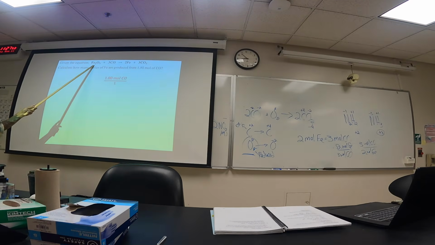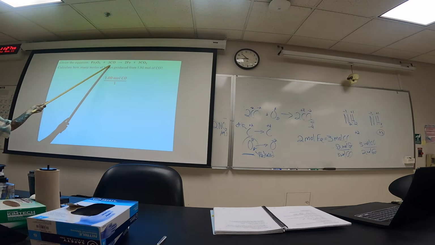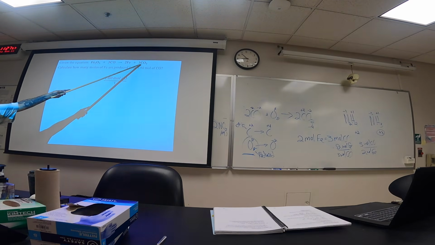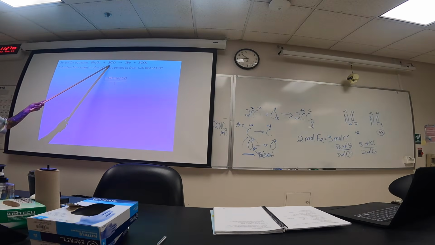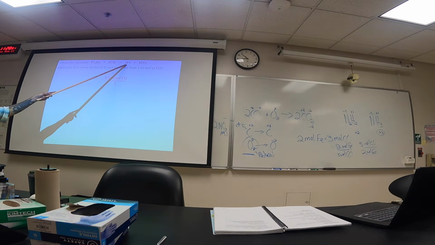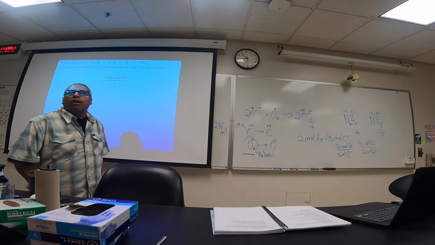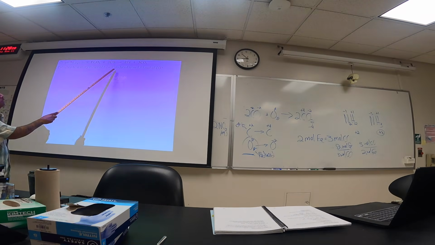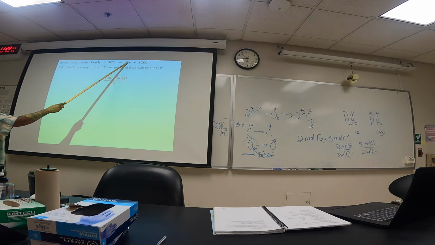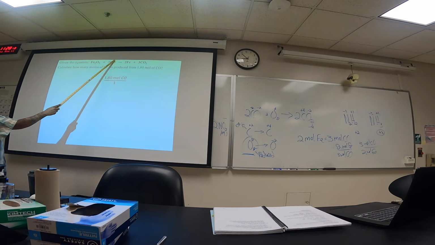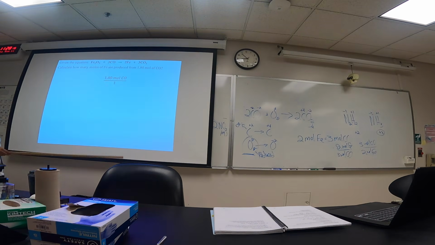For every 1 mole of iron 3 oxide, there's 3 moles of carbon monoxide. For every 3 moles of carbon dioxide, there's 3 moles of carbon monoxide. For every 2 moles of iron, there's 3 moles of carbon dioxide produced. And we get a whole bunch of different molar ratios. But specifically what we're talking about here is moles of iron and moles of carbon monoxide.